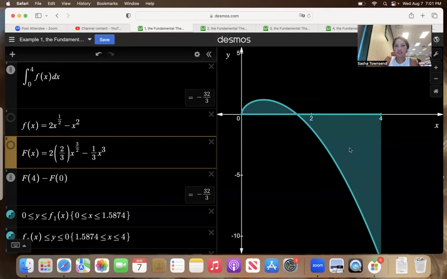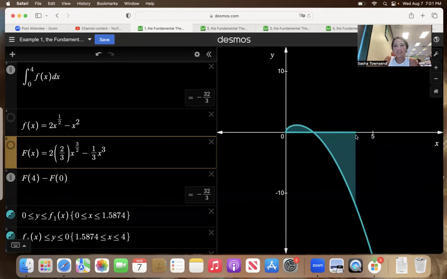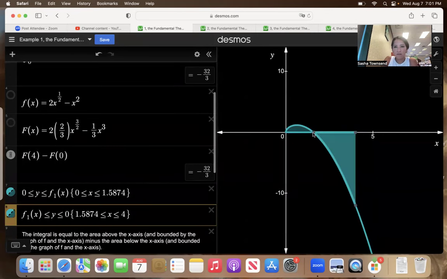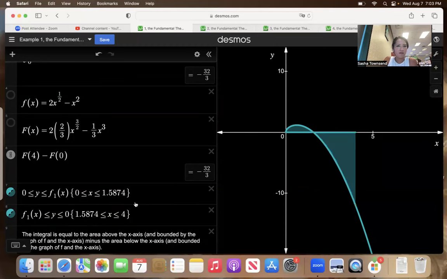You might say, well, what does that actually look like? Looks like this. We're taking this area here and we're subtracting that area. This function is equal to 0 at x equals approximately 1.5874. So I had Desmos graph the area between 0 and the function on the interval from 0 to that x value. And then I had Desmos shade the area from the function to 0 from this x value to this x value. And so that's how I got my picture there.